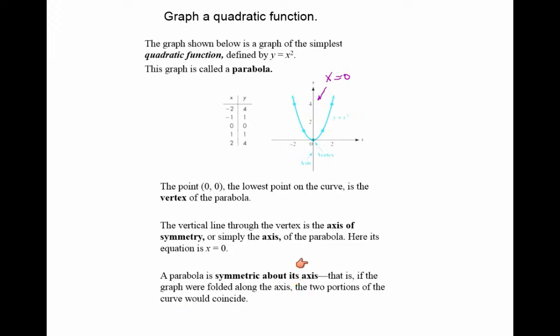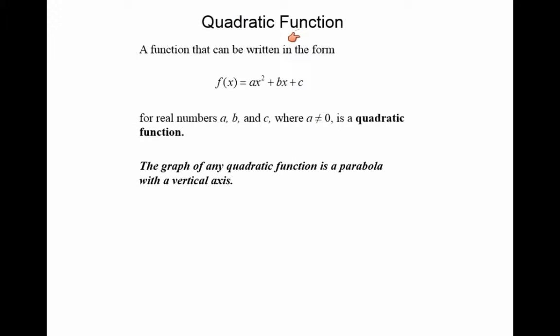You notice that a parabola is symmetric about its axis. That is, if the graph were folded along the axis, if I fold this graph along the y-axis, the two portions of the curve would coincide. So this point would be right on top of this point. That's why we call this the axis of symmetry. So this is the shape of y equals x to the power of 2, which is a parabola.